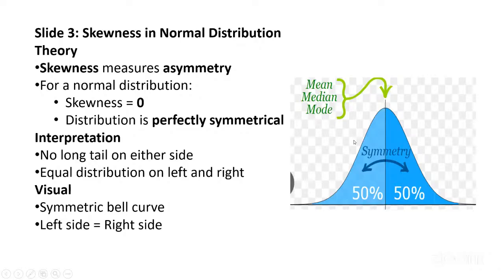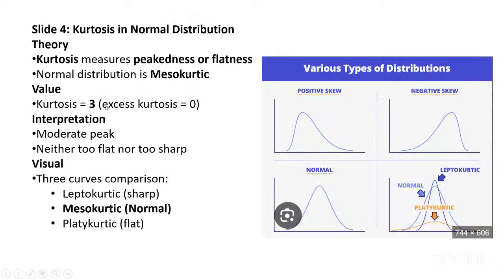Perfectly symmetrical, no longer tail on either side, as I have discussed with the mirror concept. Equal distribution of left and right, a symmetric bell curve, and right and left are similar. You can understand from the mirror concept, so I am not discussing it again.